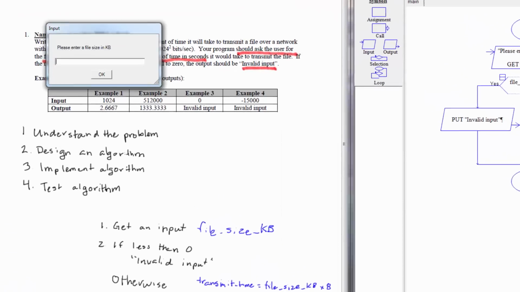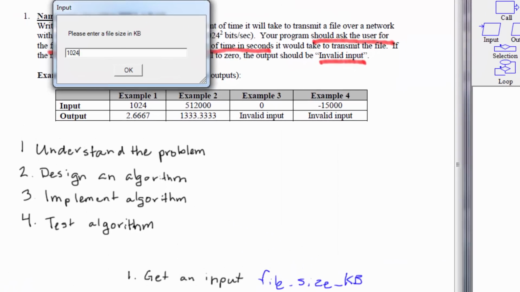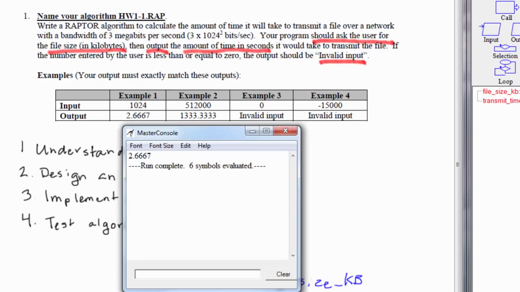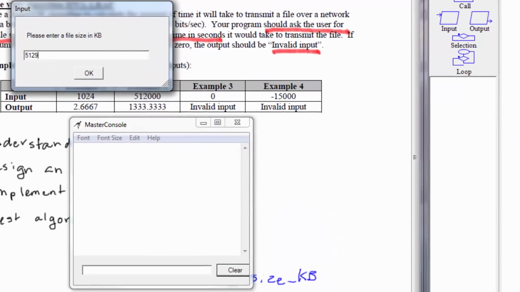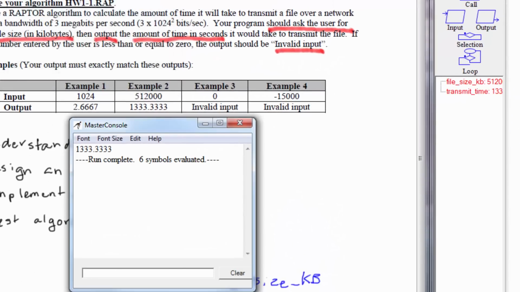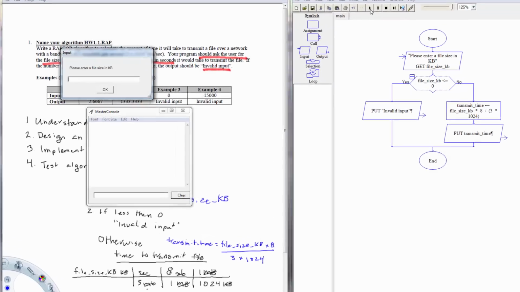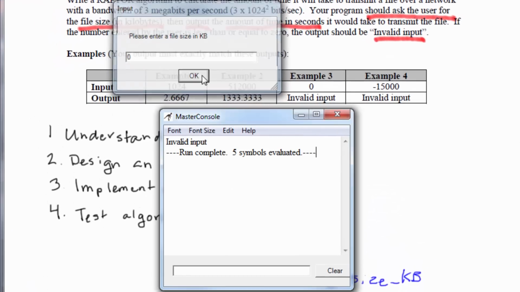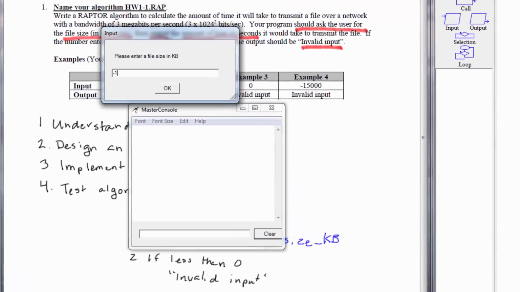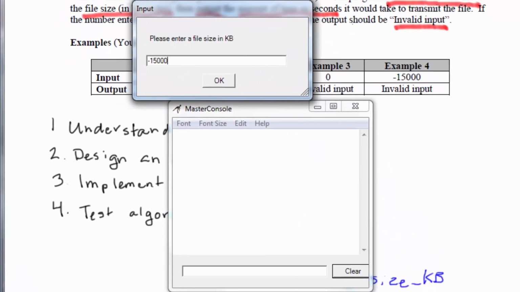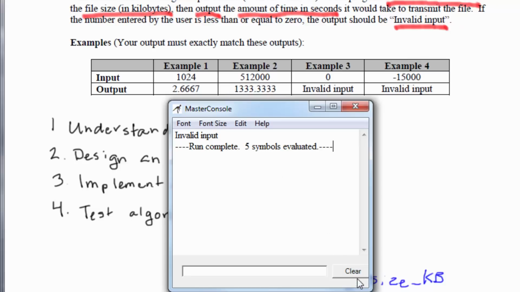Now we're ready to test our algorithm using various inputs. We'll start with a positive input of 1024, and we get 2.667 as expected. Next, we'll try a larger positive input of 512,000. We get our expected result of 1,333 1/3. For our next input, let's try 0, and we expect to receive invalid input. And finally, we'll try a negative input. We'll use negative 15,000, where we expect to receive invalid input.